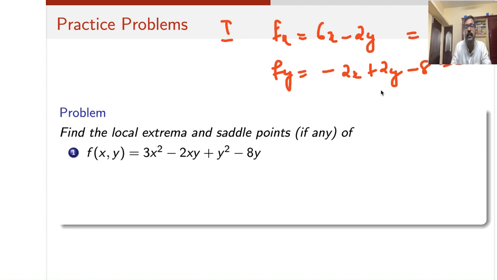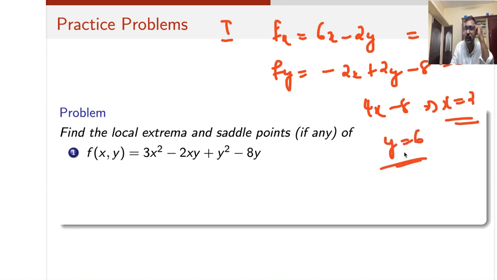What will you get? If I just add them, I'll get 4x minus 8, or simply x is equal to 2. So when x is equal to 2, I get 12 minus 2y equal to 0. Therefore, y is equal to 6. Please correct me if I am wrong. So my critical point is 2, 6.